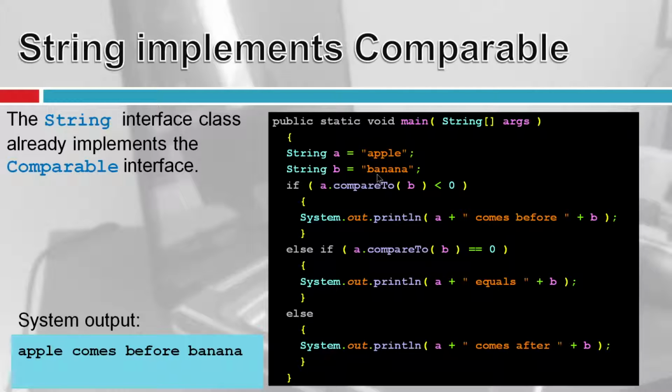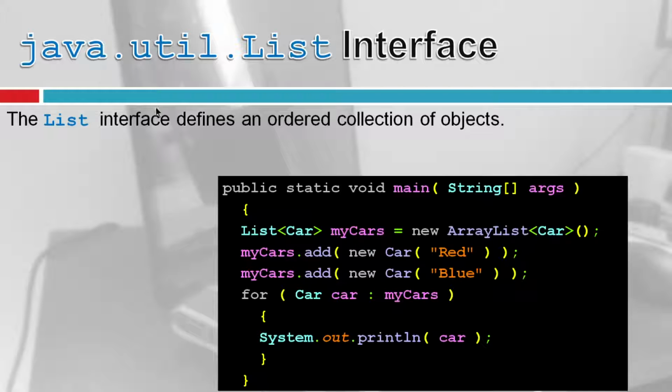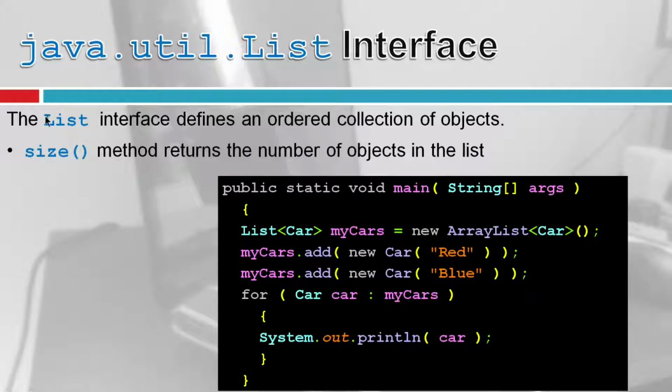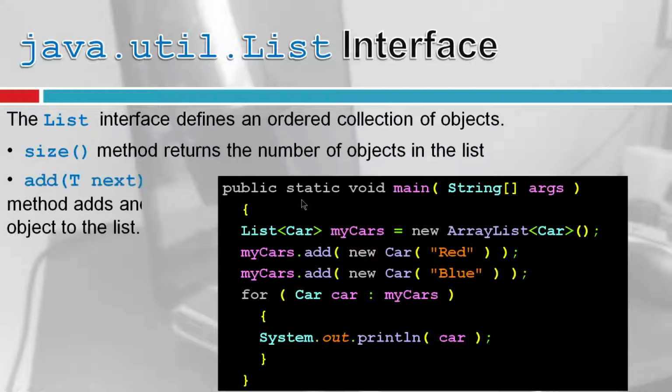The last thing we'll talk about is the List interface. A list is an ordered collection of objects. The 2 things that you need to be aware of with the List interface are size, which returns how many objects are in that list, and also add. Again, we're using the generic, and this is going to be a list of cars. It's not a list of bananas or airplanes. This is a list of cars.